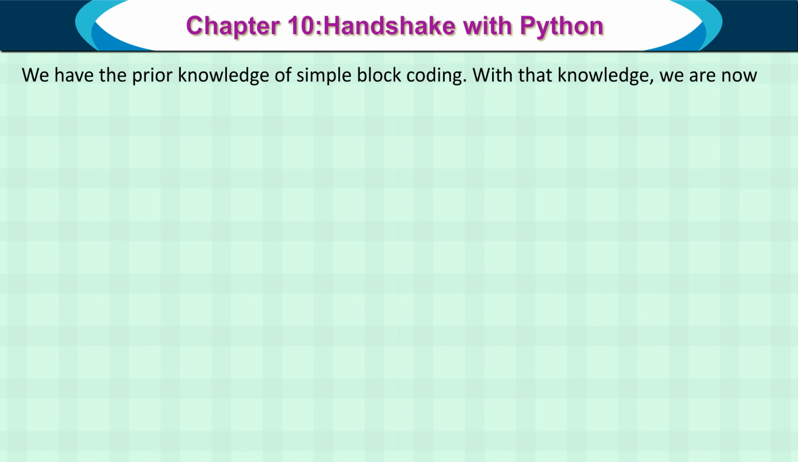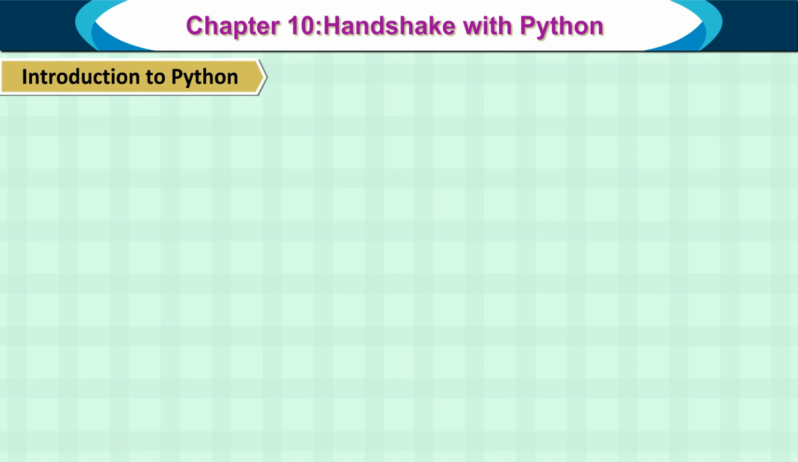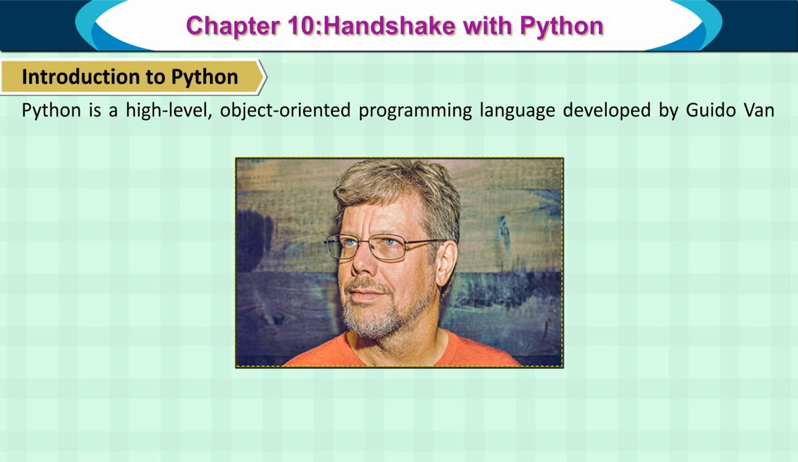We have the prior knowledge of simple block coding. With that knowledge, we are now ready to explore the next level of coding using a popular programming language, Python. Introduction to Python. Python is a high-level object-oriented programming language developed by Guido van Rossum in 1991.